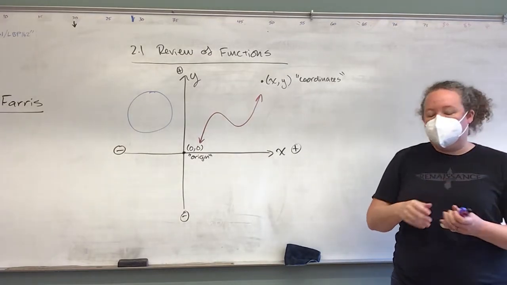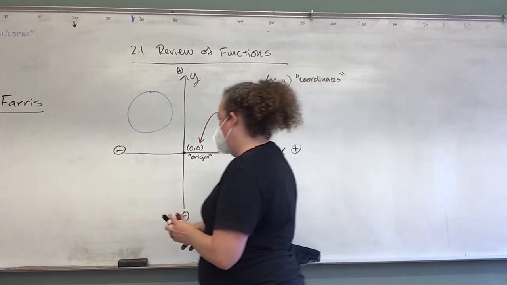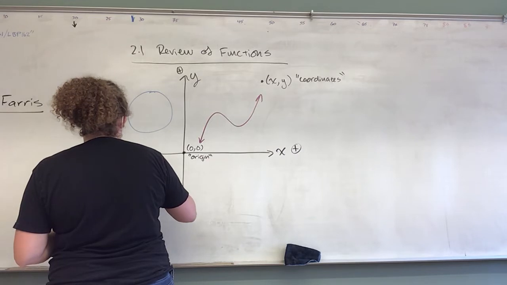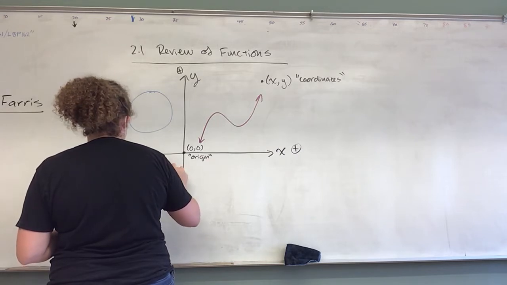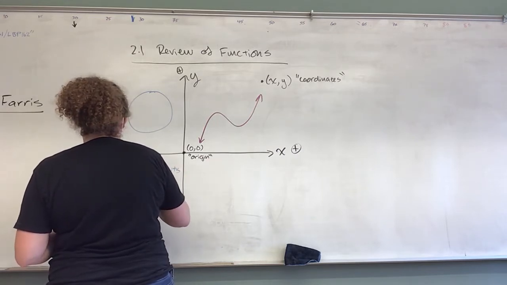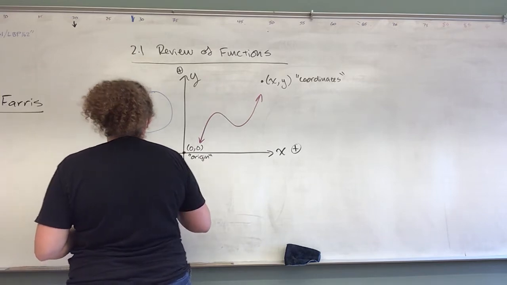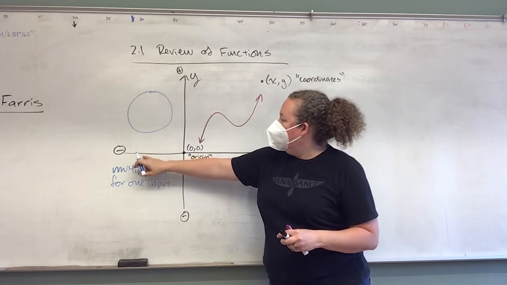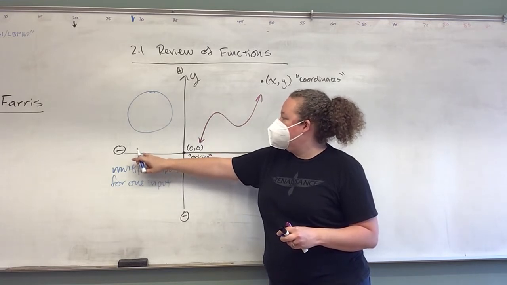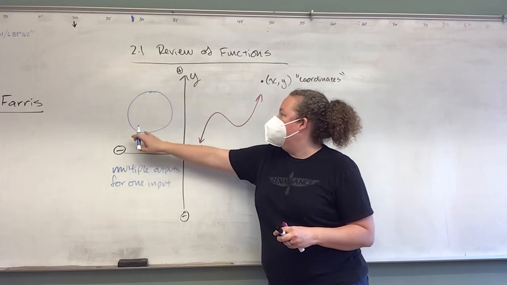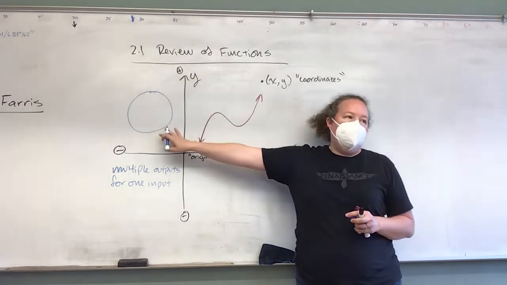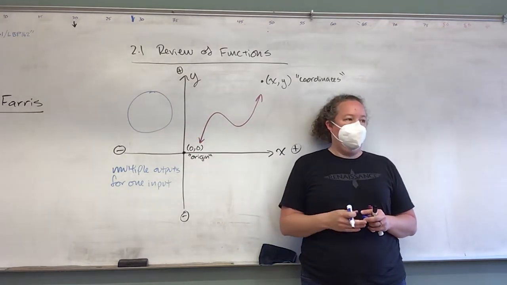Okay, so we have this idea of multiple outputs, which this has and this doesn't. In other words, if our x is -6, we have both 3 and 9. But does that mean this isn't a graph? No.